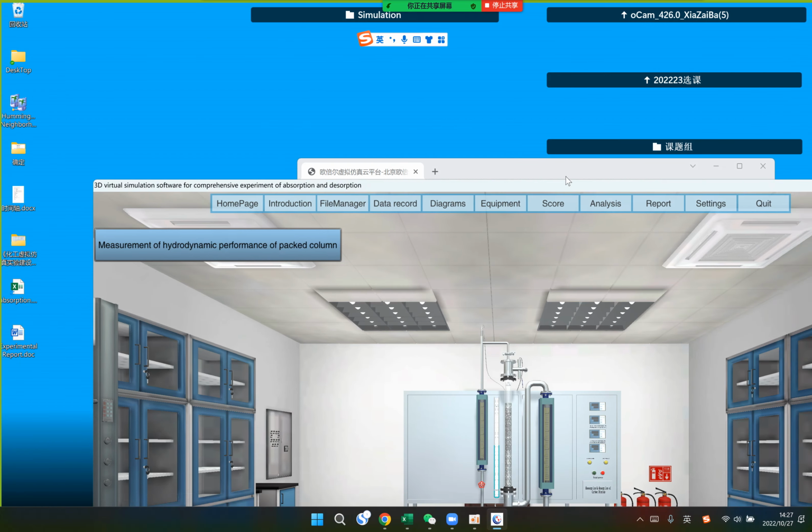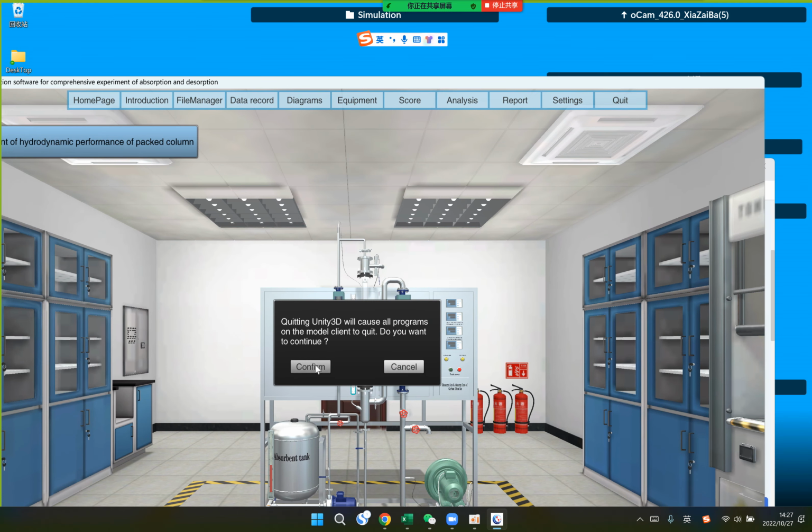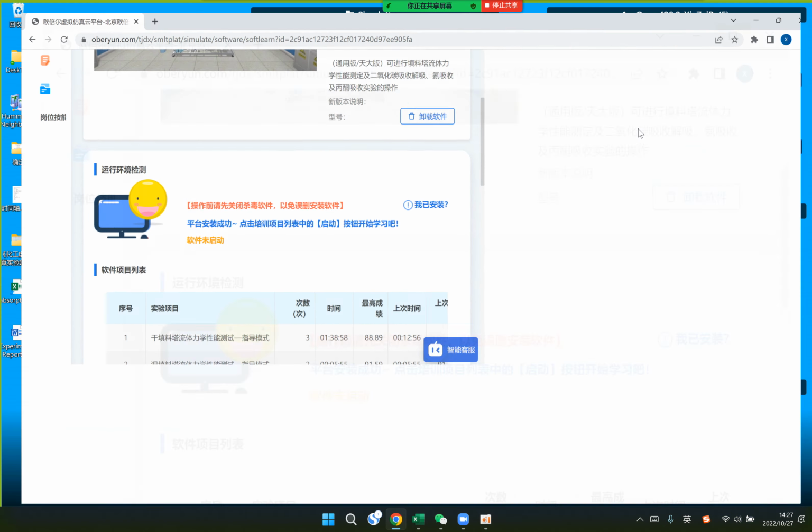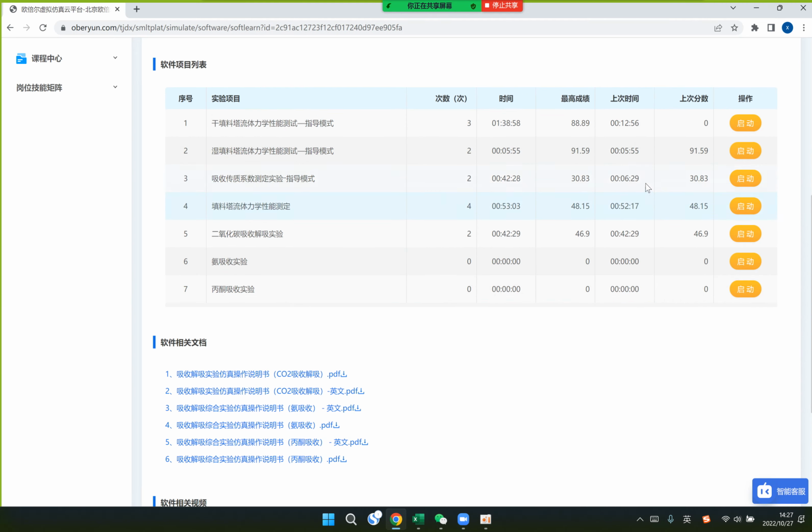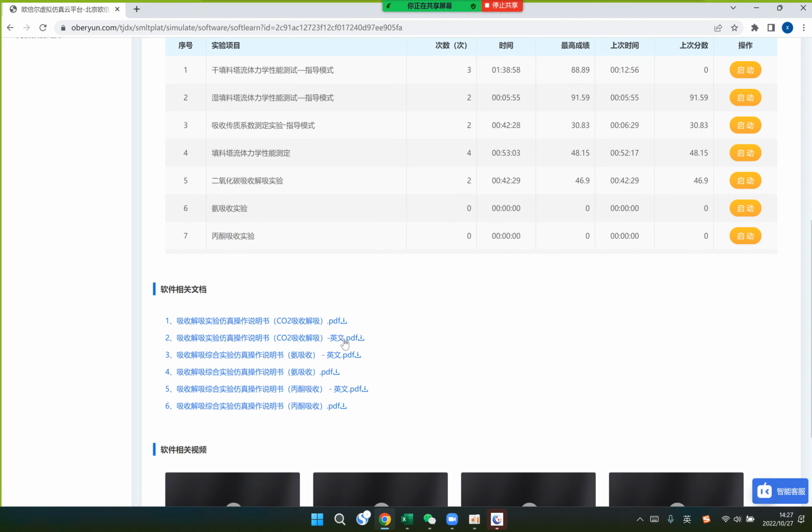So quit this part, and to do the next one. The fifth one is for the carbon dioxide absorption desorption experiment. For this experiment, you may read from the behind. There is actually a guidance book for the instruction for the experiment.